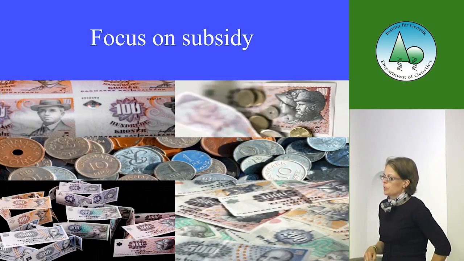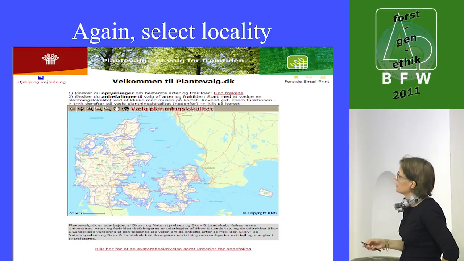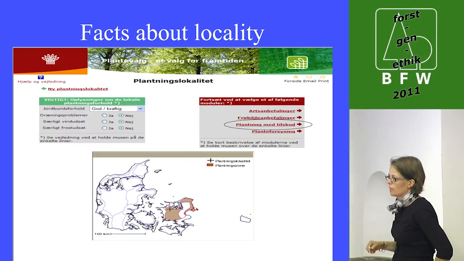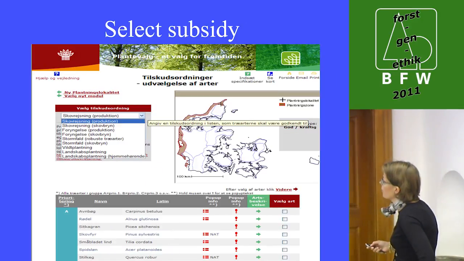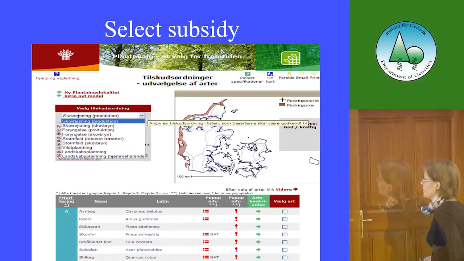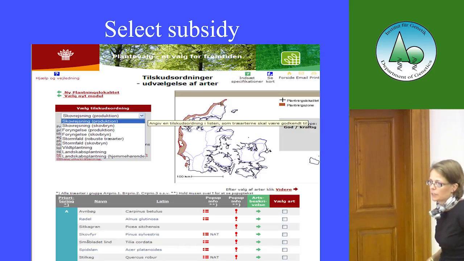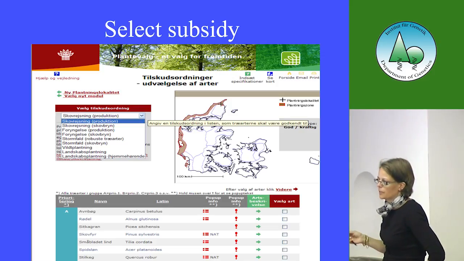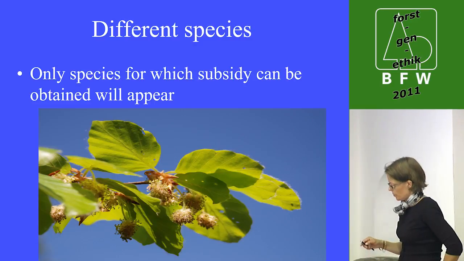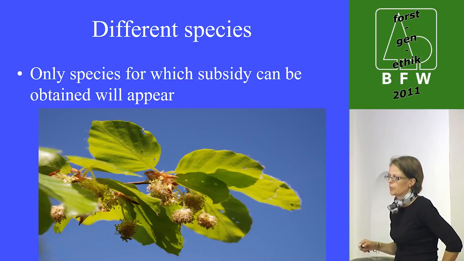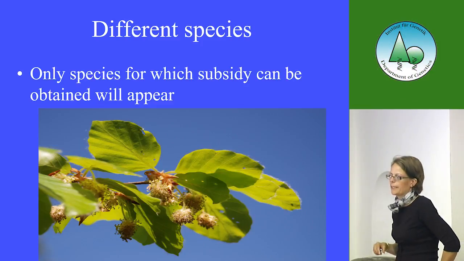If we focus on subsidy, again start here, and then we select the third arrow, and you are asked, what is it? Is it subsidy for forestry? Is it subsidy for landscape plantings or whatever? But these are subsidies in Denmark. And if you click on that, you will only get the list of species which you can get subsidy for within the subsidy you have selected.